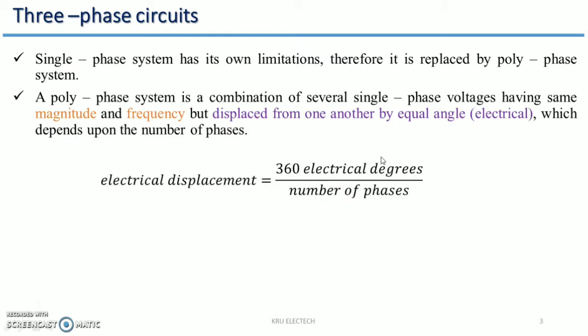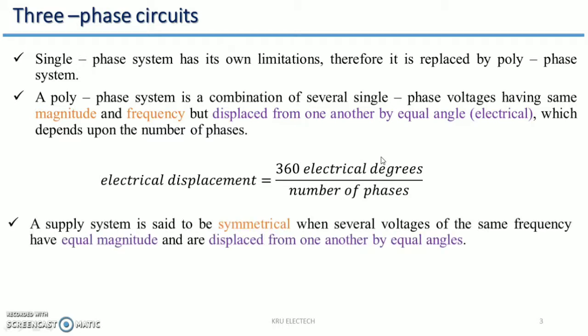So how is it calculated? Here is the electrical displacement. The total electrical degree is 360, and suppose the number of phases is three, so 360 divided by 3 phases gives 120 degrees each apart from another phase. So if there are three phases R, Y and B, each phase is 120 degrees apart from another.